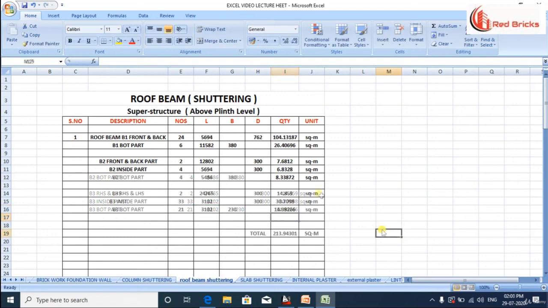The total quantity is the sum of all the quantities. In this lecture, we learned to calculate the shuttering quantity of roof beam.